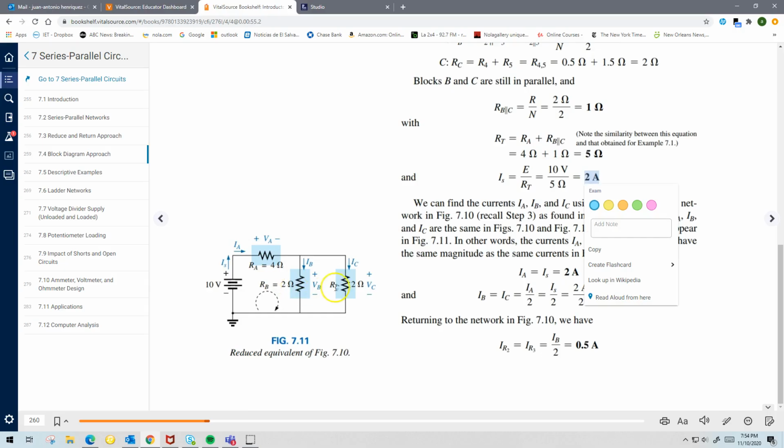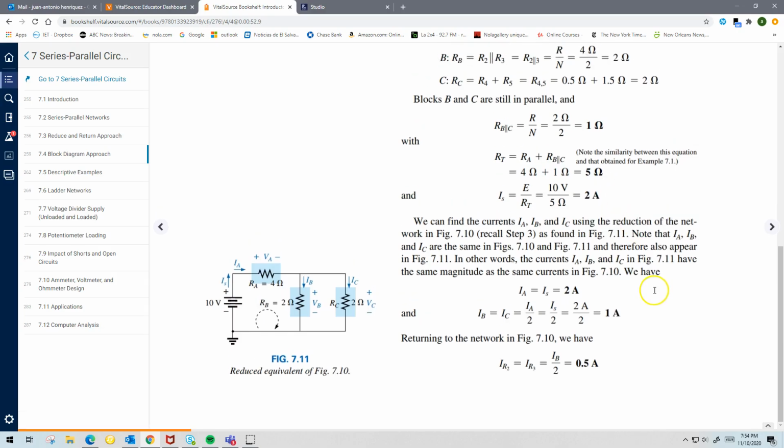Because again, if this is 2 and 2, the combined resistance will be 1, and you have 4 plus 1, right? So the total resistance in this circuit will be 5 ohms. So by Ohm's law, 10 divided into 5 will give you 2 amps, and that's it. And the rest, again, will be easy, right? Once you know the source current, you can easily find the individual currents in the circuit.